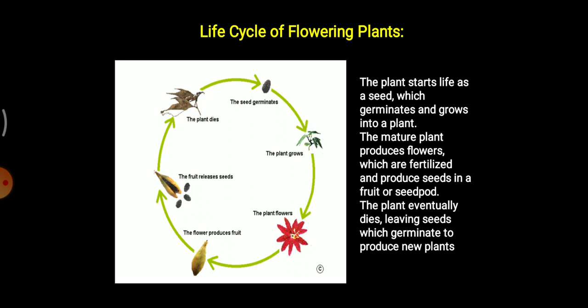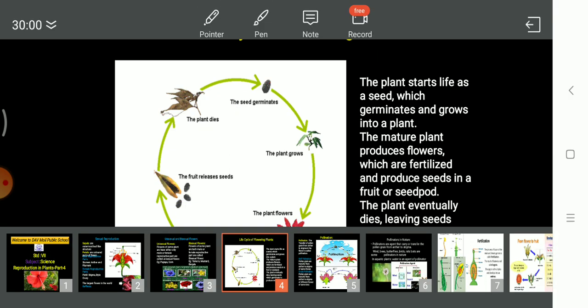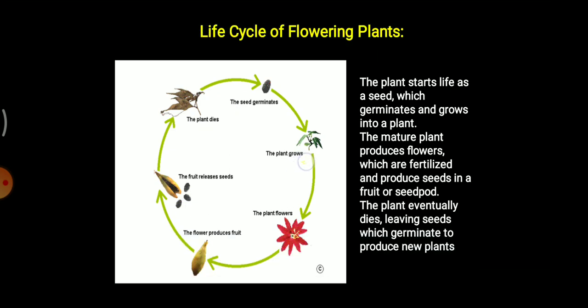The mature plant produces a flower. Now, after this flower has been produced, the flower fertilizes and produces a fruit. This fruit again has some seeds, and the seeds are being produced, and the flower dies. Since the seeds are produced, the seeds again germinate and the plant starts to grow.